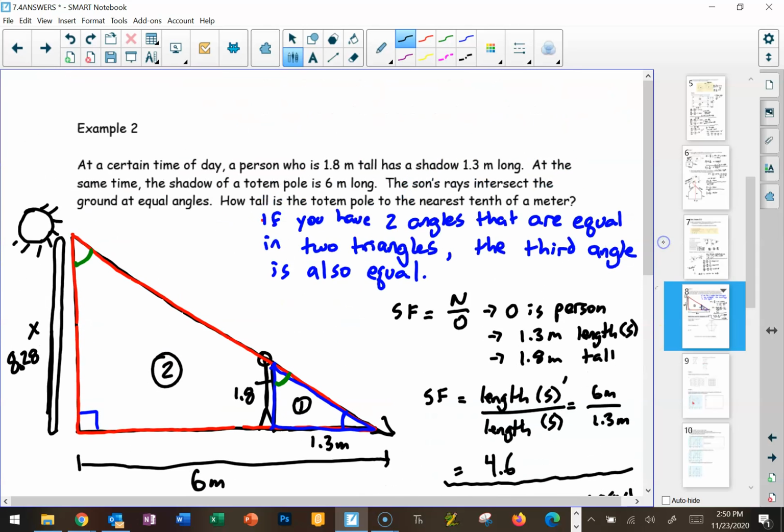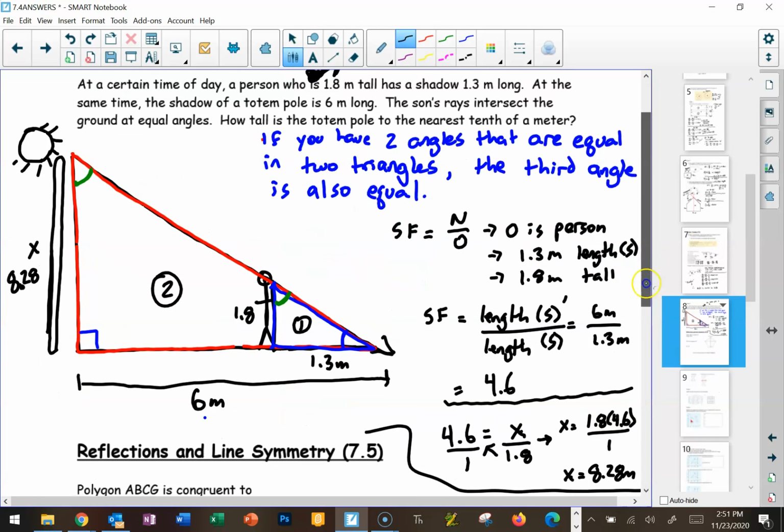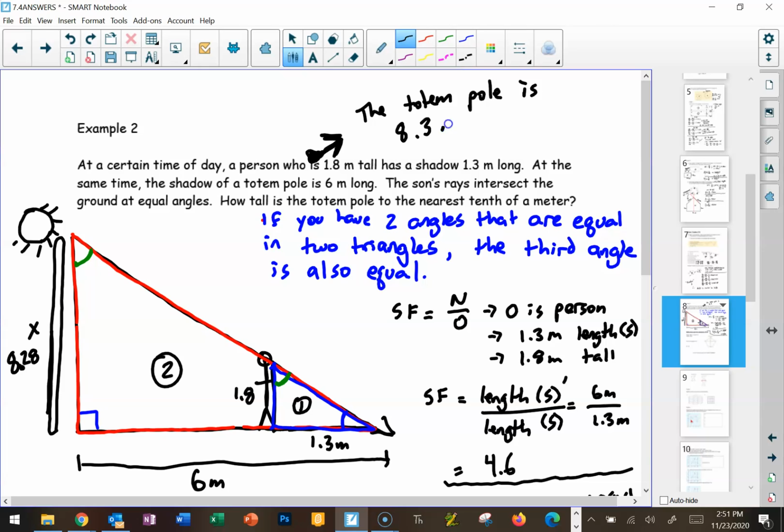Because it's a word problem, we should put a concluding sentence in here. So we should say the totem pole is... nearest tenth of a meter, it said? 8.28, so that's going to be 8.3 meters tall. Always look for the rounding.